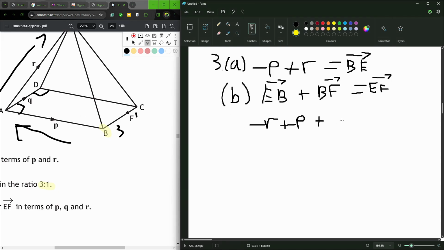So if Q is going all the way over to C, that's 4 bits. If you go all 4 bits, you'd go to C, but if you only go 3, you'd go to F. So you'd be going 3 over 4 Q. And then we'll just make sure you equal it to EF at the end. And there you go.